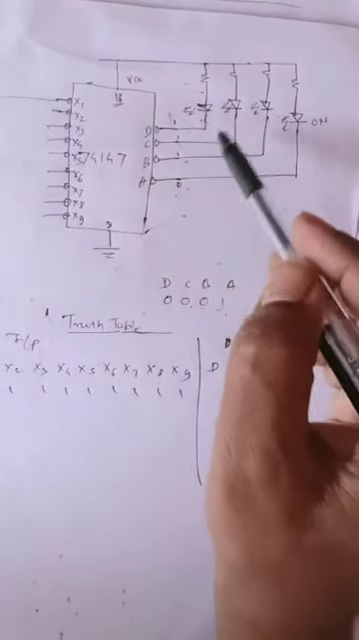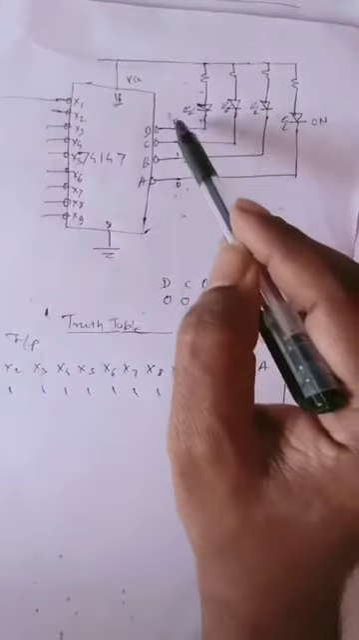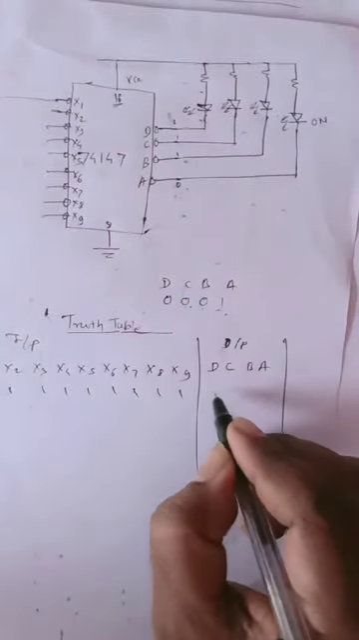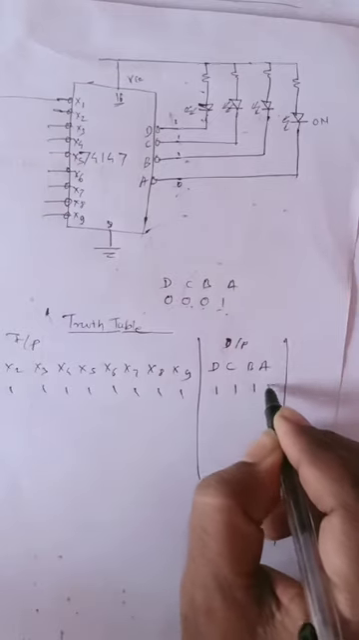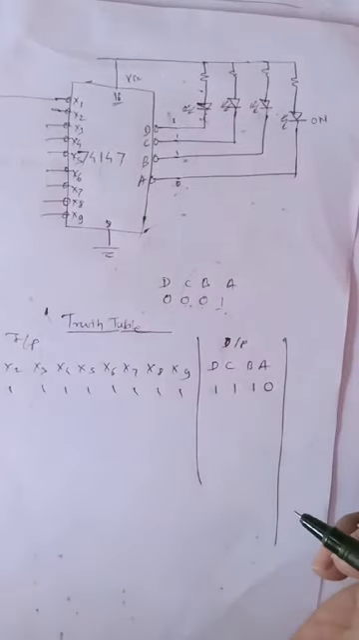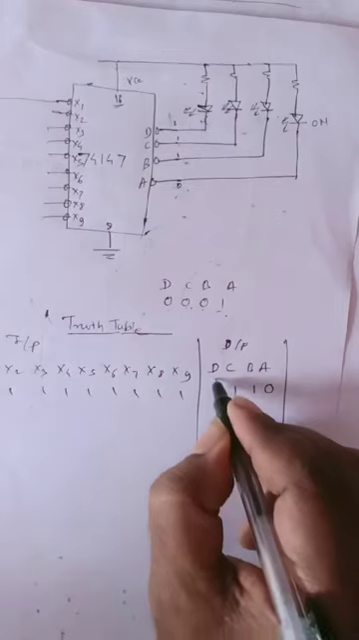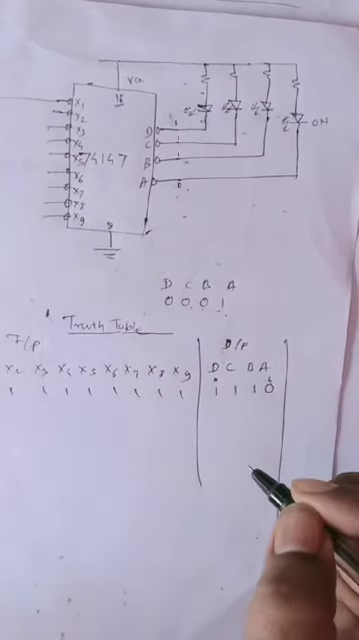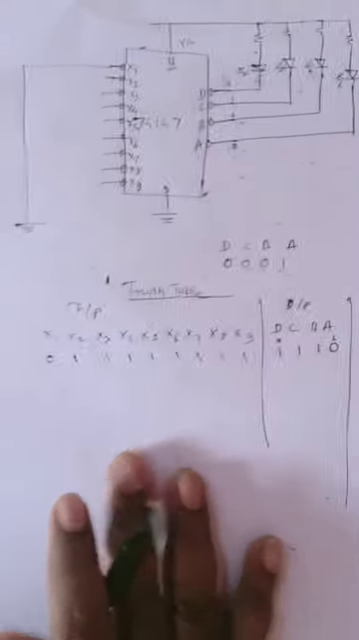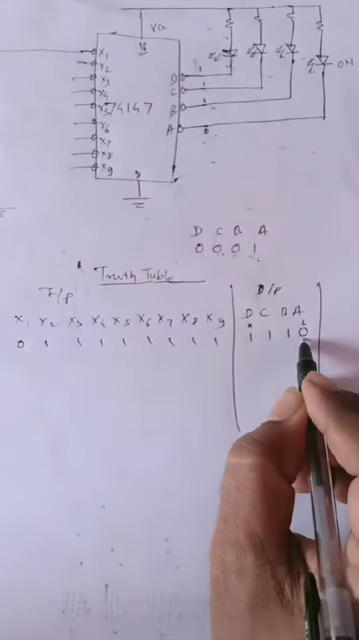So for that purpose we are making this arrangement and we get the output like this: 1, 1, 1, 0. Okay, you can write H for 1 and L for 0. So H, H, H and L.